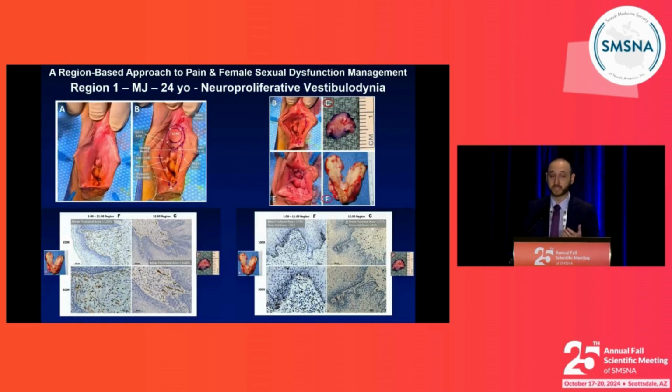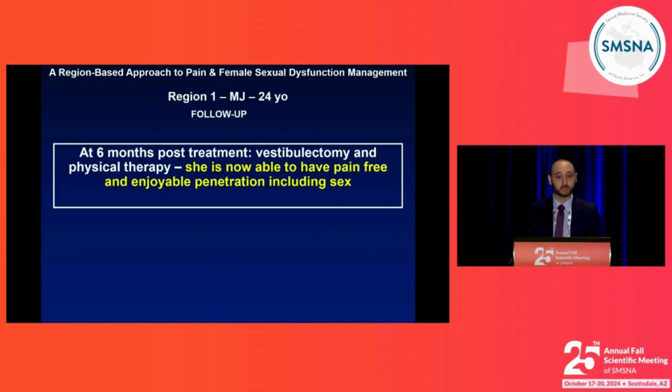That was the case for MJ, so we proceeded to a vestibulectomy, and we found, of course, increased density of mast cells, increased density of nerve fibers on staining. At 6 months post-treatment, she's now able to be pain-free and have enjoyable penetration.